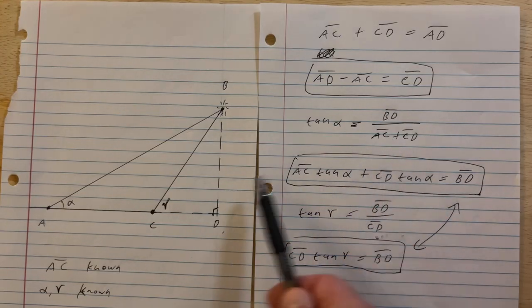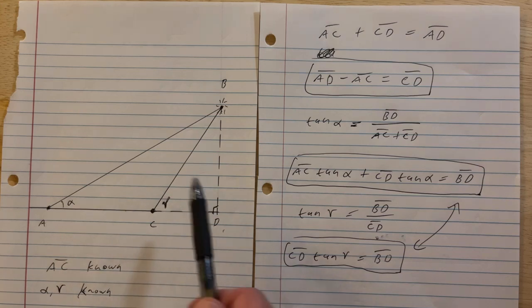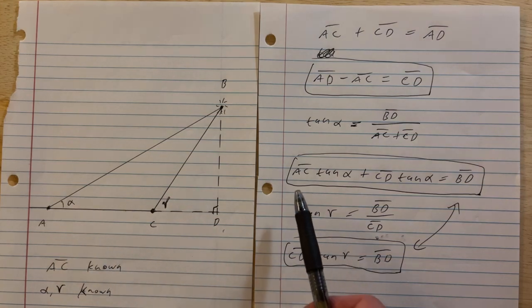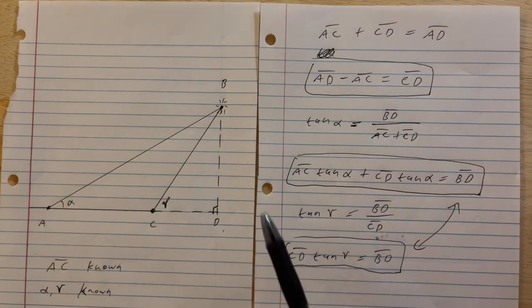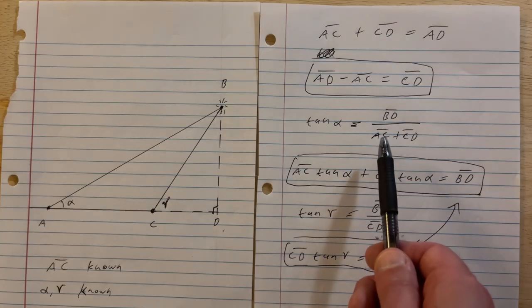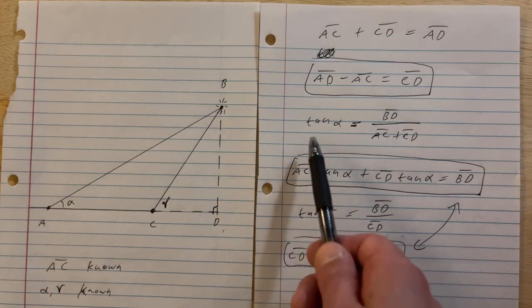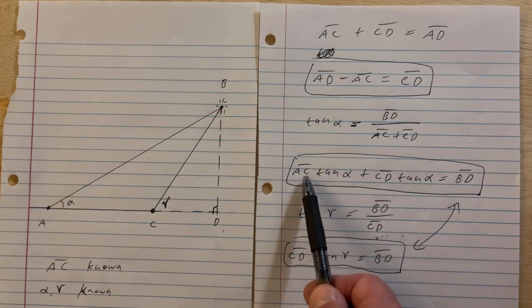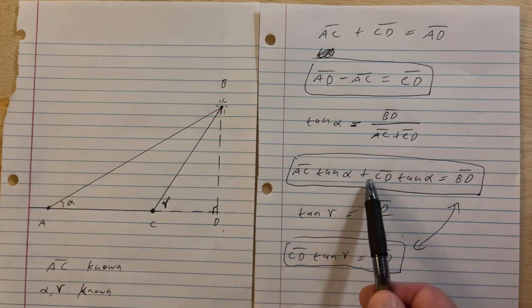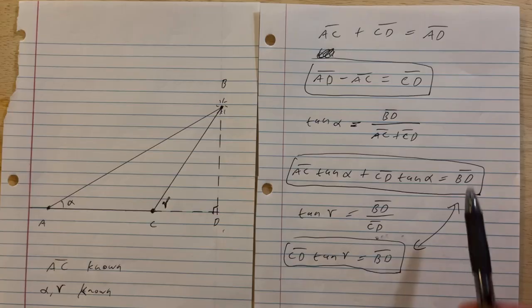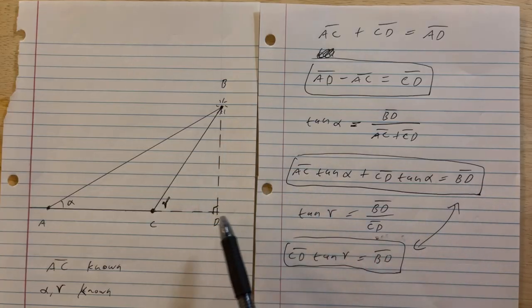Now we solve for BD because that will be the common connector between our two triangles. Actually, what I did here is two steps at once. I'm going to bring up the AC plus CD, and then I'm going to distribute that tan alpha through both at the same time. So I get tan alpha times AC plus CD tan alpha equals BD. So now I've solved for BD as the common connector between our two triangles.